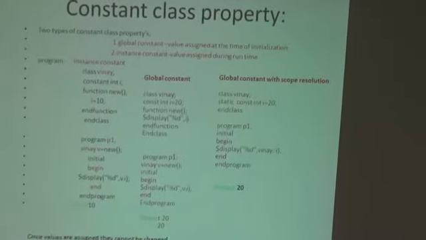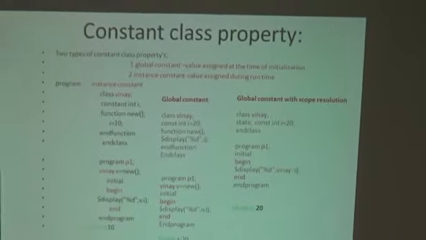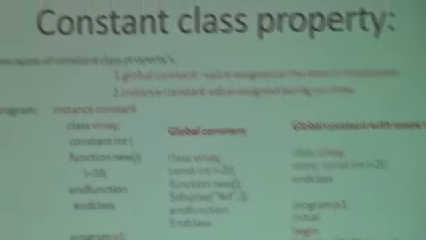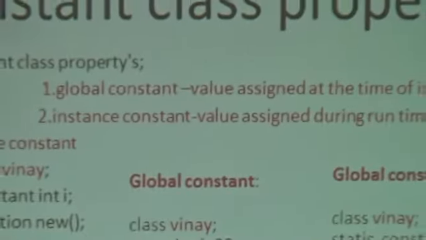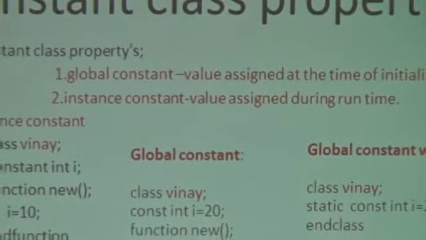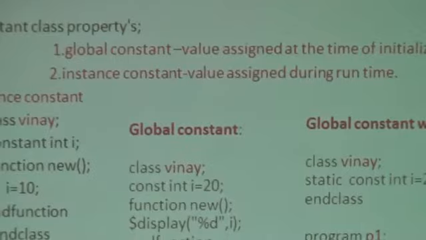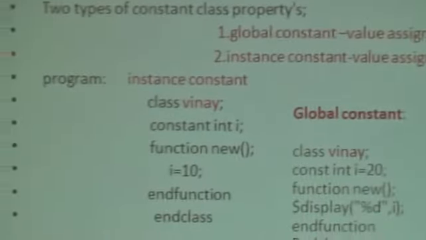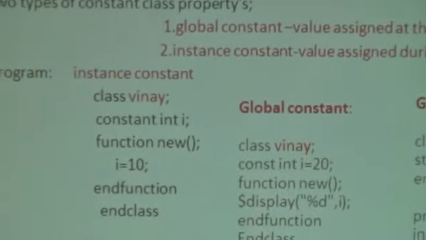Constant class properties. As I have described, there are two types of constant class properties. One is global constant and the other is instance constant. Global constant: value assigned at the time of initialization, and instance constant: value assigned during runtime. Let us see the example for the instance constant.